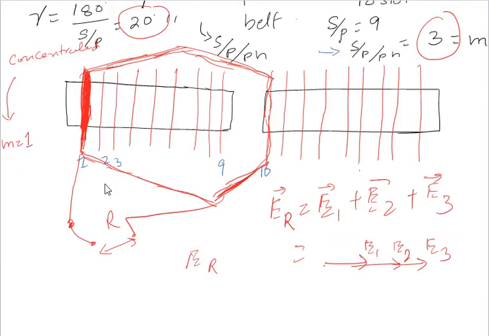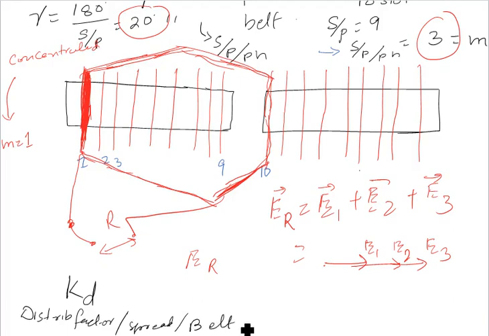Now what does KD mean? Let us discuss. This KD is your distribution factor. It is also called the spread factor, and then you have the belt factor, and then the breadth factor. You can write it down. All the names refer to the same thing.